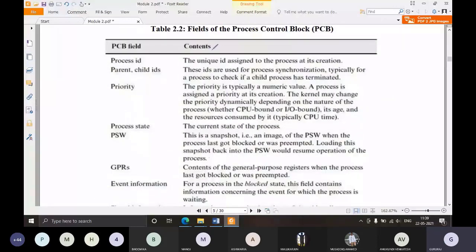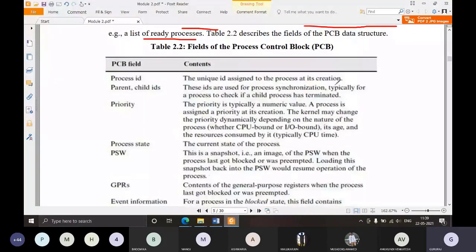So PCB field contents. What are the various PCB fields and what are the descriptions for them? Process ID: the unique ID assigned to the process at its creation. It is nothing but giving a unique name or a USN to a student. Next is parent and child IDs. These IDs are used for process synchronization, typically for a process to check if a child process has terminated. That is the example I gave.